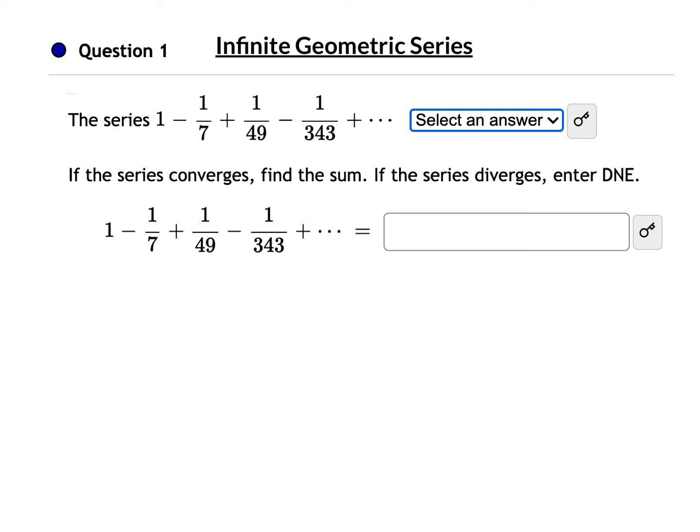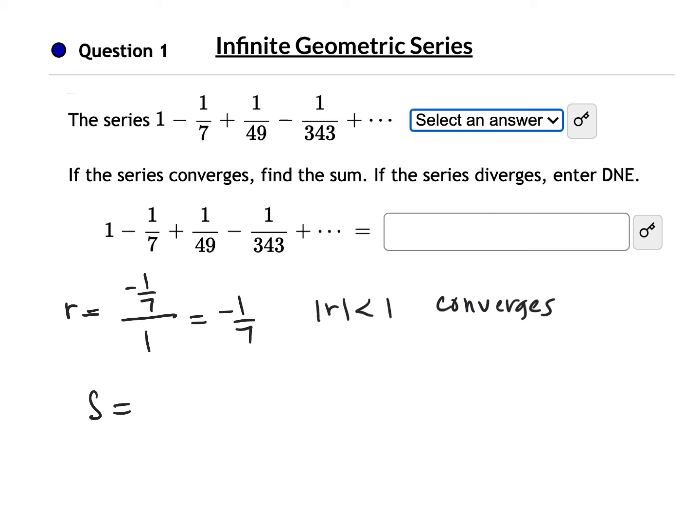We'll take a current term to find r and divide it by the previous. That's negative 1/7 divided by 1, which is negative 1/7. Since the absolute value of r is less than 1, this thing converges. To find the sum, we'll take the first term, 1, and divide it by 1 minus the common ratio.